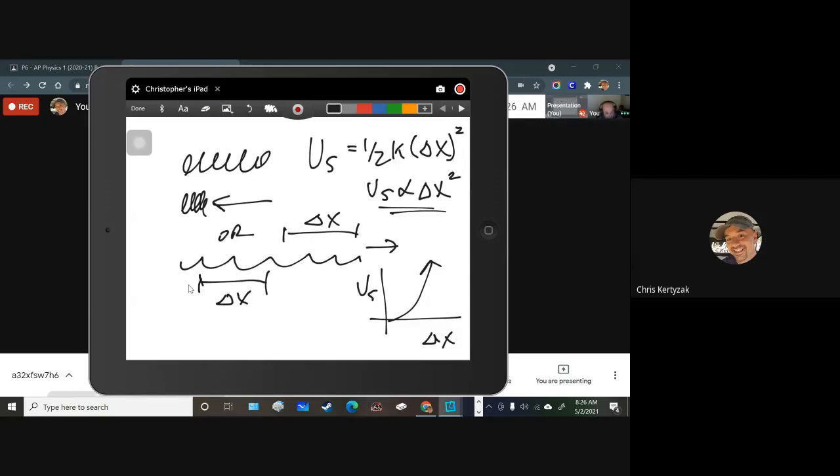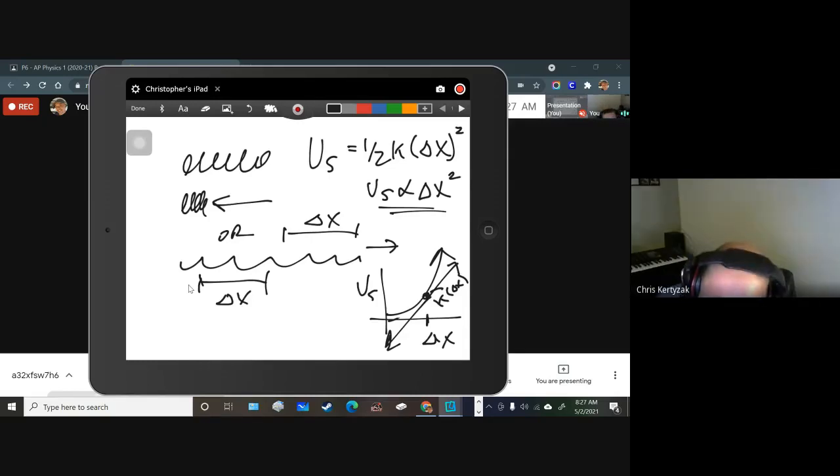Yeah. Technically, I will point out if this is the graph here, then the slope at some distance delta x, now we'd have to be talking tangent line slope, that would have to be k delta x at that position.